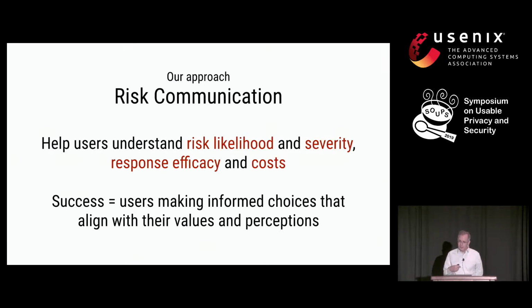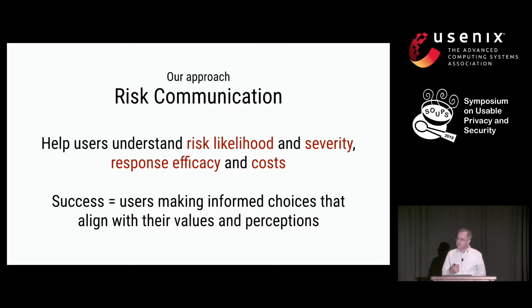So our approach is grounded in a theory called risk communication. This has been used extensively in areas of public health. The idea is to help users understand the likelihood of a risk as well as the severity of the risk, and then also help them understand response efficacy. What action could they take that would mitigate that risk? And how well does that response actually address their concern? And also understand response costs. So how much is this going to cost them?